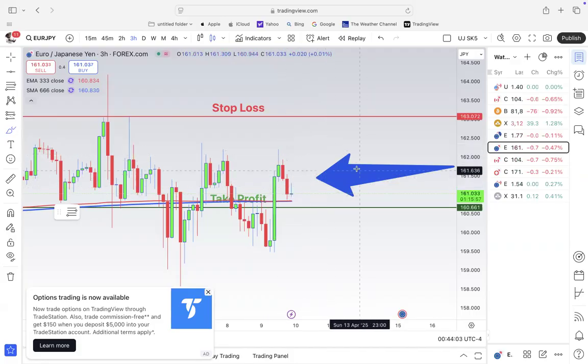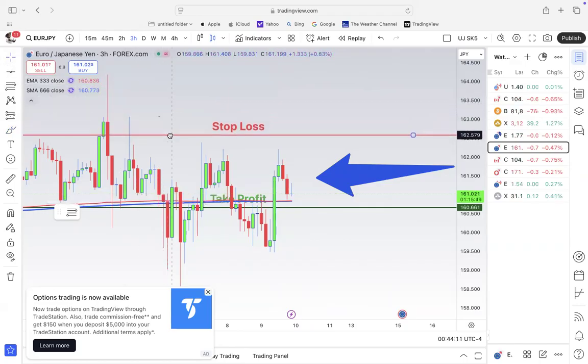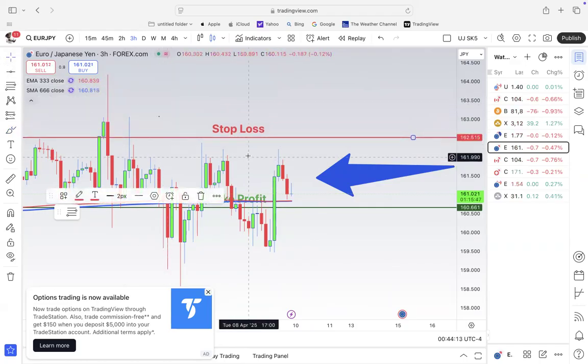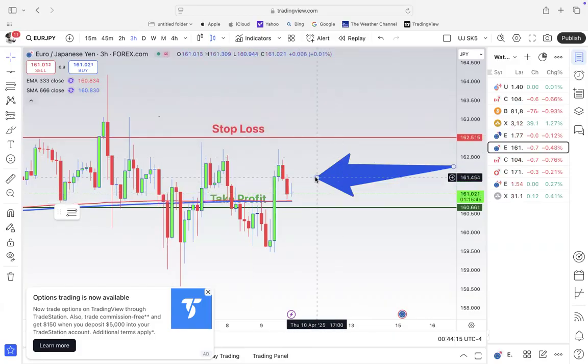Our stop loss actually doesn't have to be that far. It's on the phone that you really get to see just how far that is. On the computer it doesn't seem that far, but that's actually pretty far. So our stop loss is going to be 162. Let's go 162.550, or we could do 162.500, but let's just do 162.600 just to be on the safe side.